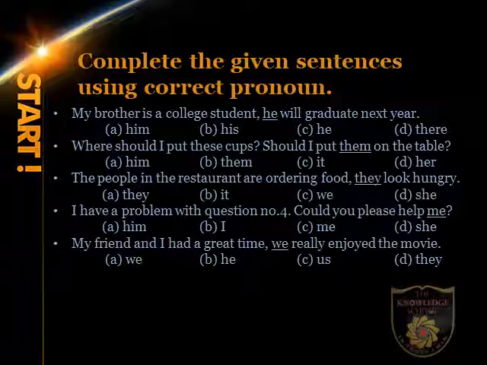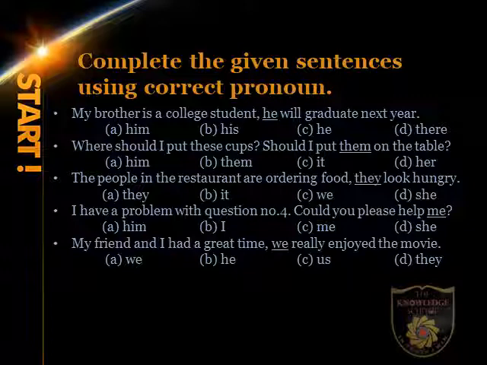Number 2. Where should I put these cups? Should I put dash on the table? Options are him, them, it, and her. And the correct option is them. Third one is: the people in the restaurant are ordering food. Dash look hungry. Options are they, it, we, and she. The correct option is they. They look hungry.